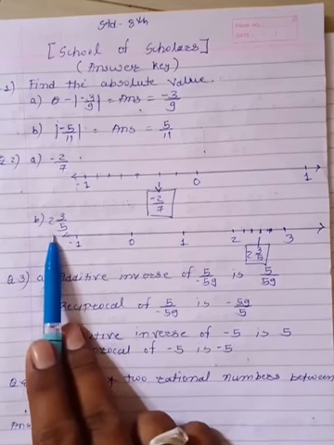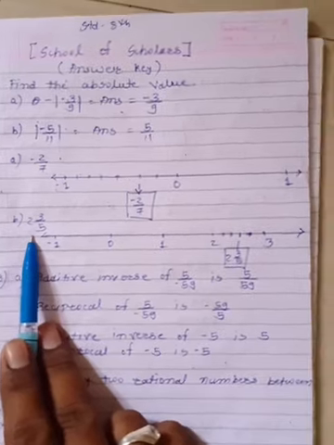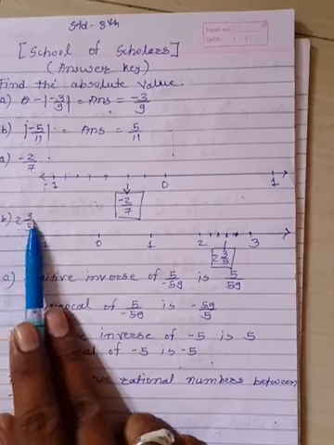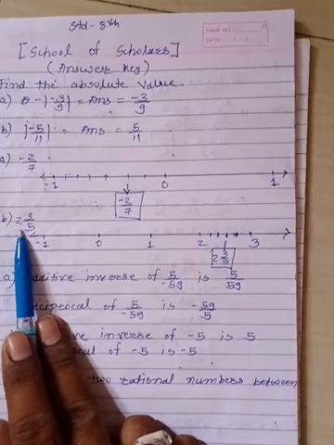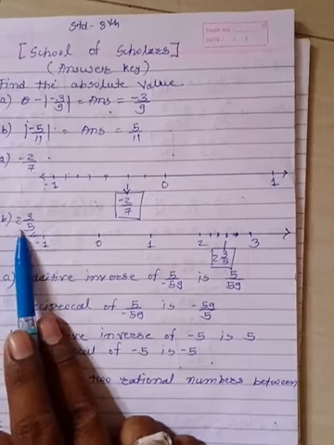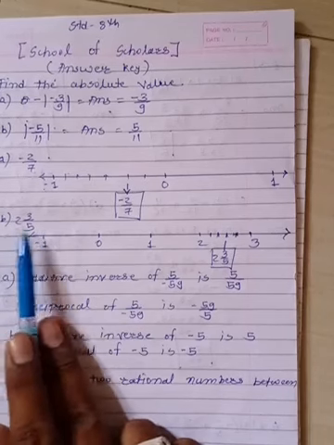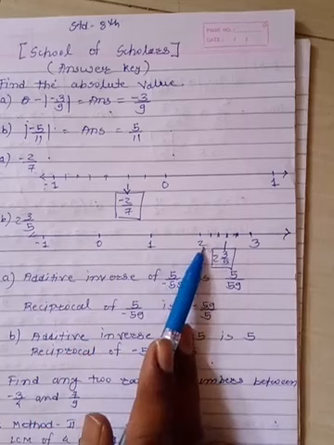Second one was positive 2 and 3 by 5. As it is a positive rational number, it will lie on the RHS of 0. So here it is 0 and on the RHS side, but it is 2 and 3 by 5. 2 is the complete number, so this rational number should lie in between 2 and 3. It is a limit, 2 and 3. So here it will lie in between 2 and 3.